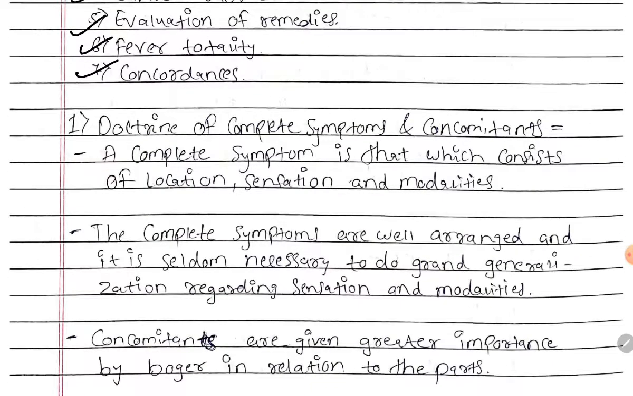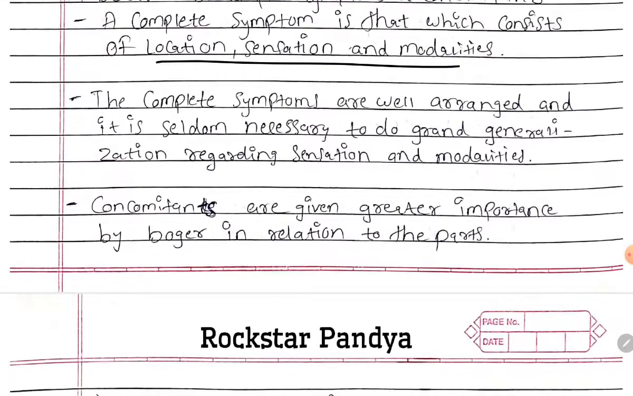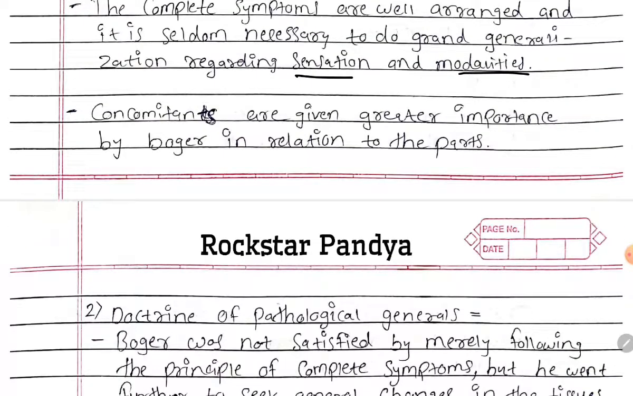The first one, doctrine of complete symptoms and concomitants. A complete symptom is that which consists of location, sensation, and modalities. LSMC. The complete symptoms are well arranged and it is seldom necessary to do grand generalization regarding sensation and modalities. Concomitants are given greater importance by Boger in relation to the parts.